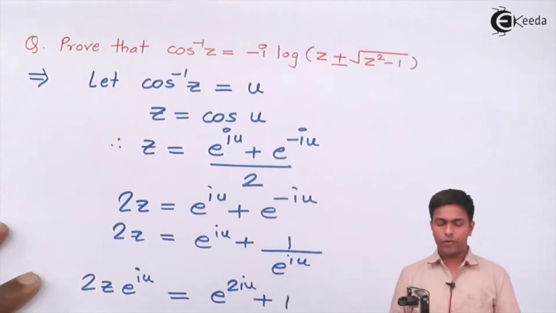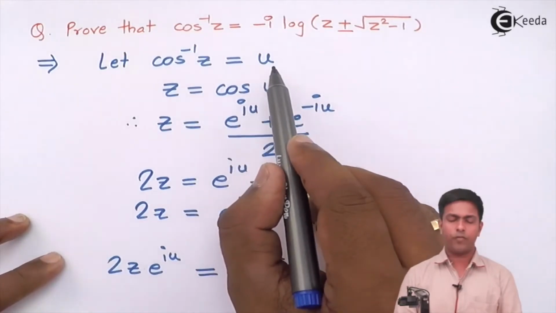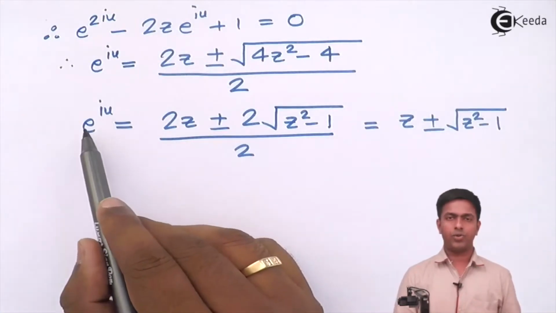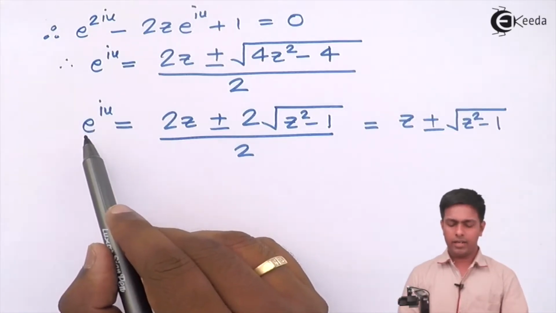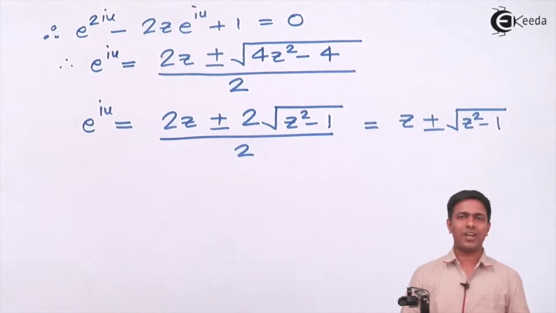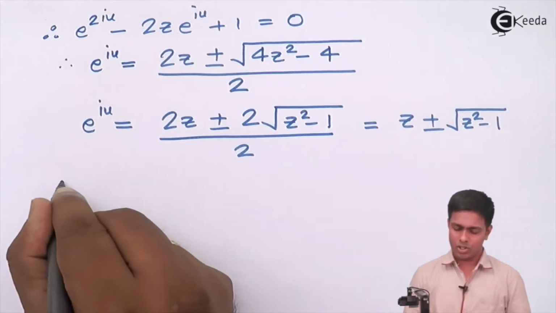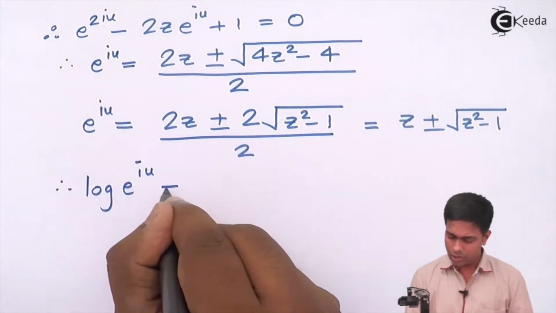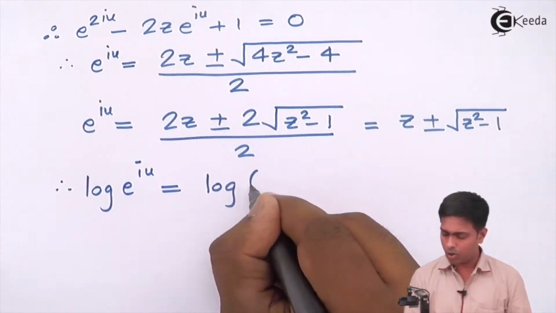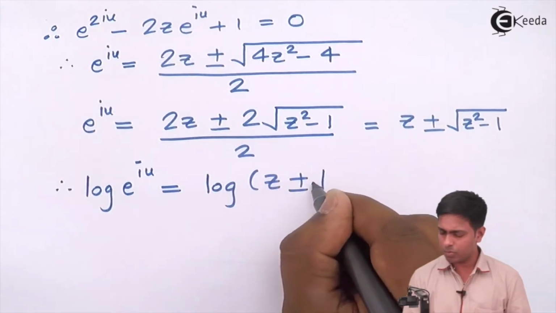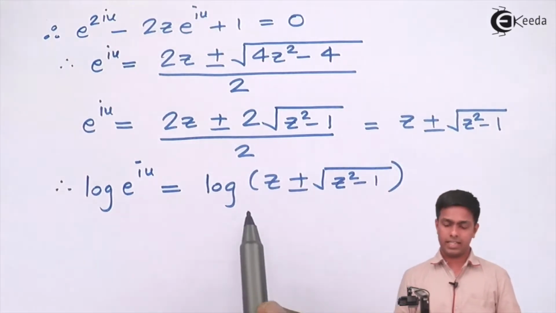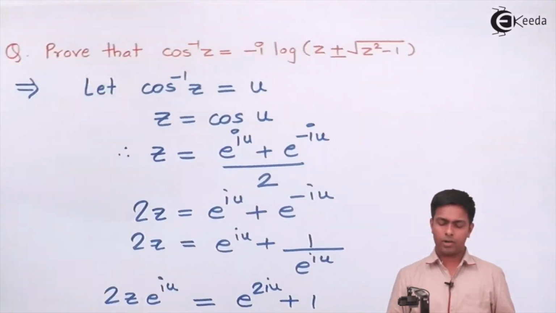But if you remember, we have to find out the value of u and we have to prove that u is equal to this. So if I want u, I should remove this e from the base, and for that we will take log on both sides. So this will become therefore log of e to the power iu is equal to log of z plus or minus square root of z square minus 1. And guys, you can see that this term is a part of my answer.